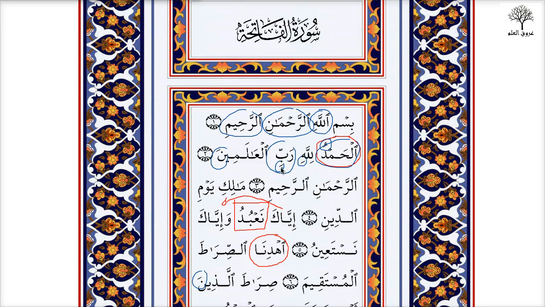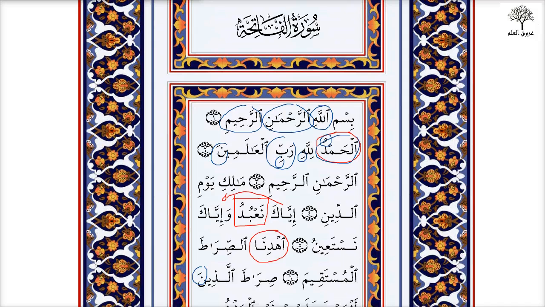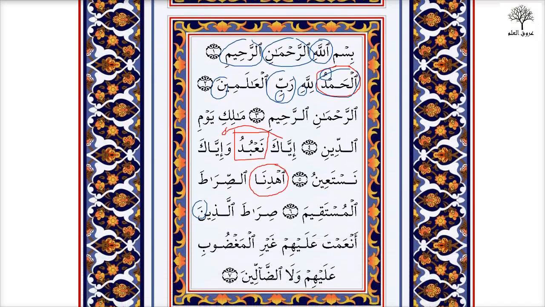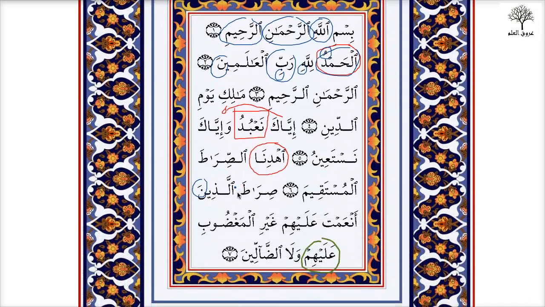So Rabb is mudaf. It's ma'rifah. And why is it ma'rifah? What's the mudaf ilayhi got on it? Al. Excellent. Again, as-sirat, ihdina as-sirat. Is that ma'rifah or nakira? Sirat. Excellent.